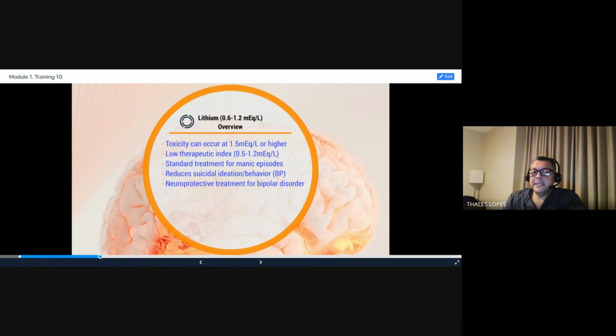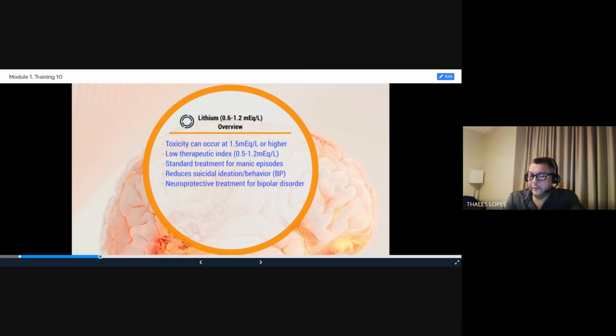Why? Because it has reduced suicidal ideation and behaviors in manic bipolar patients. In bipolar patients, not borderline, bipolar patients. And it is the neuroprotective treatment of choice. Do you see that all these 5 bullets are highlighted?